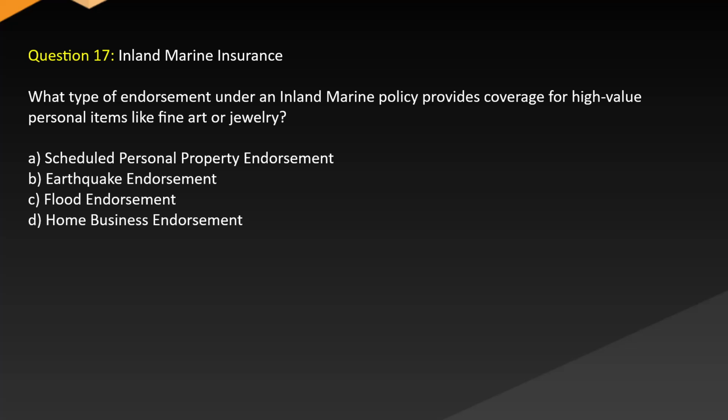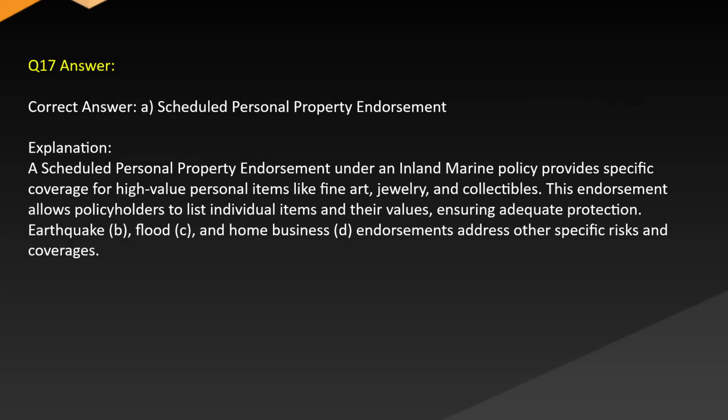Question 17. Inland marine insurance. What type of endorsement under an inland marine policy provides coverage for high-value personal items like fine art or jewelry? A. Scheduled personal property endorsement. B. Earthquake endorsement. C. Flood endorsement. D. Home business endorsement. Correct answer: A. Scheduled personal property endorsement.